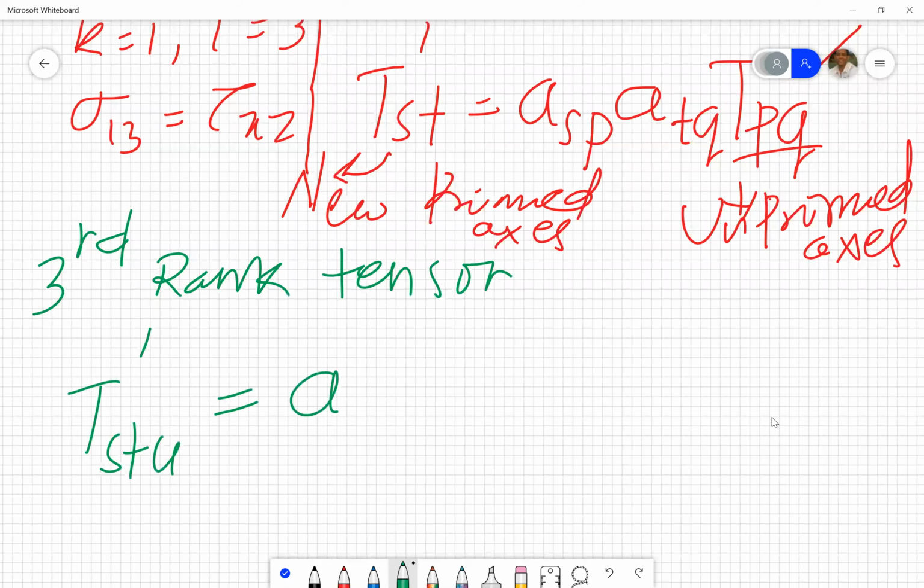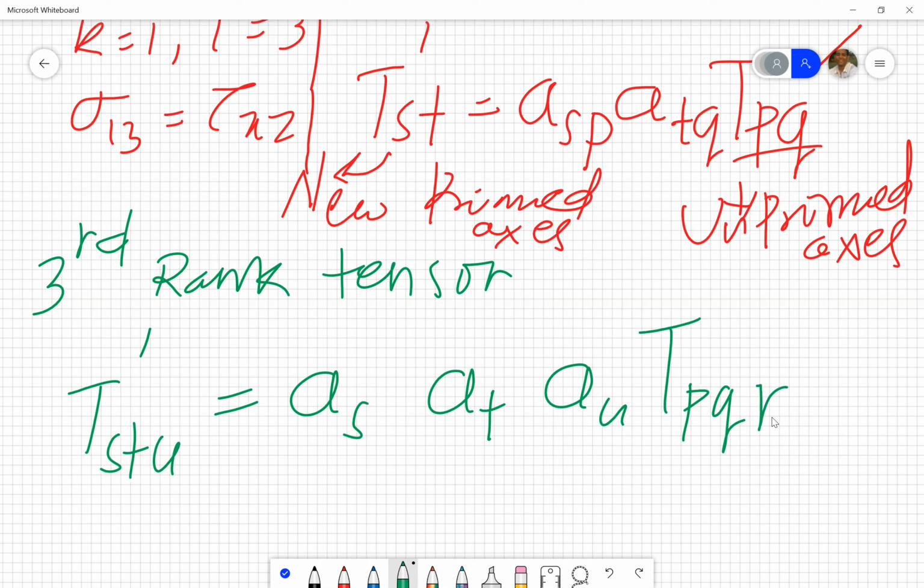First, I am writing a third rank tensor. So one with S, one with T, and one with U. Then there are the values on the unprimed axes, which I am writing as in the previous equation: T P Q R. So simply write down S with P, then T with Q, then U with R.